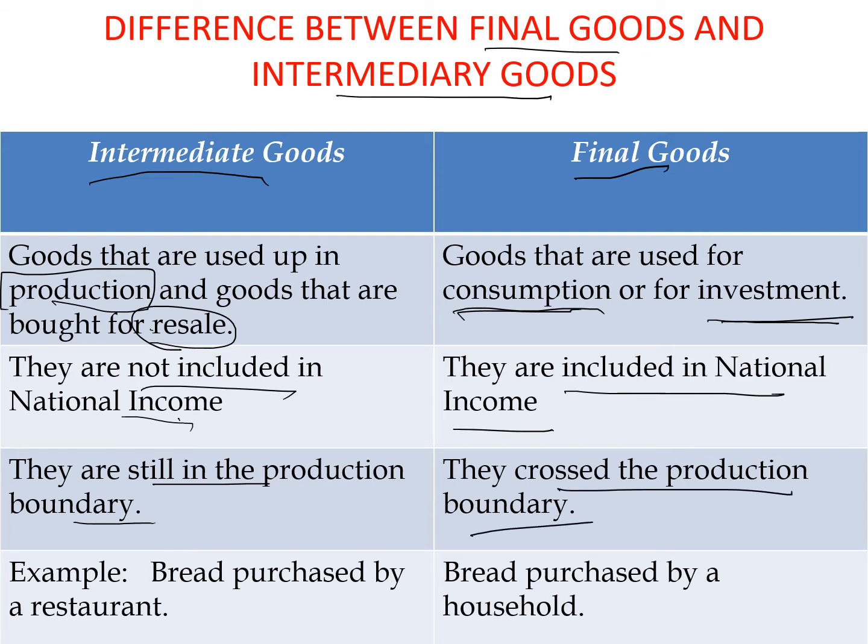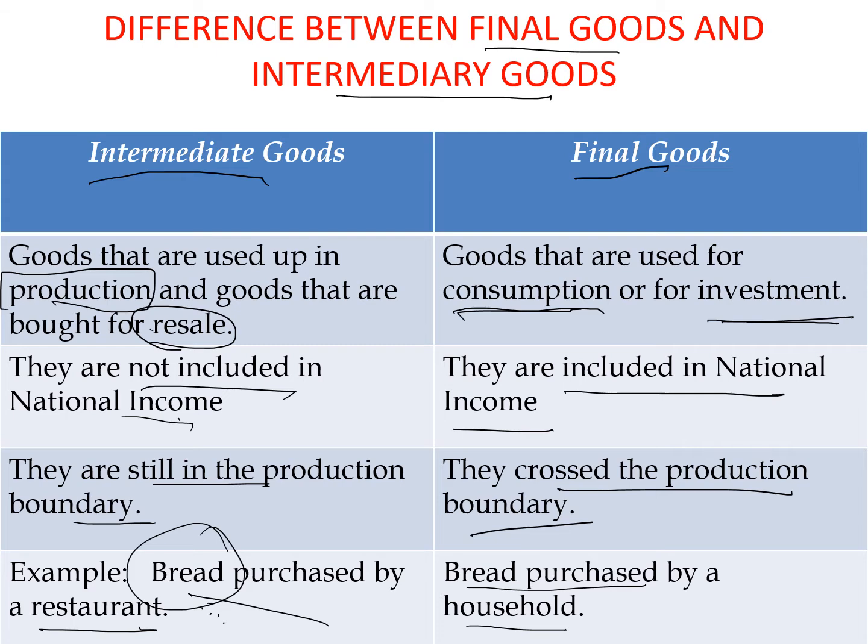For example, bread is purchased by a restaurant. It is an intermediate good because this bread may be used for making sandwiches or anything to resell again. So that is called an intermediate good. Bread purchased by a household is a final good because the household is directly consuming the bread. This is the difference between intermediate goods and final goods.